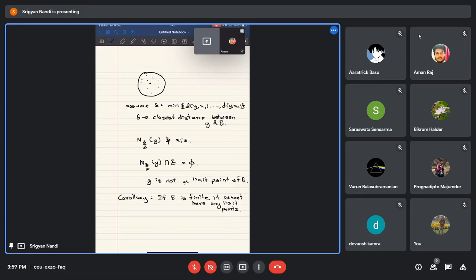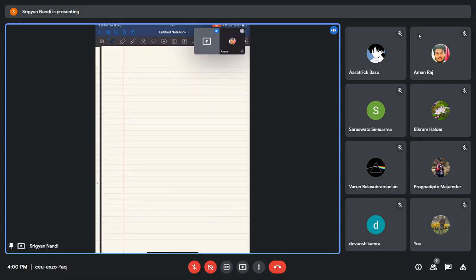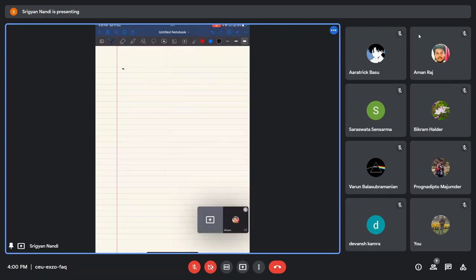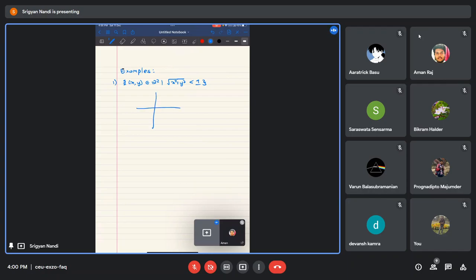So I'll just give a few examples to solidify these notions of open sets and closed sets. So let's consider the following subsets of R. So let's first consider the set (x, y) belongs to R2 such that the modulus, let's say root of x square plus y square, is less than 1. Okay, so this is basically the open unit circle in R.